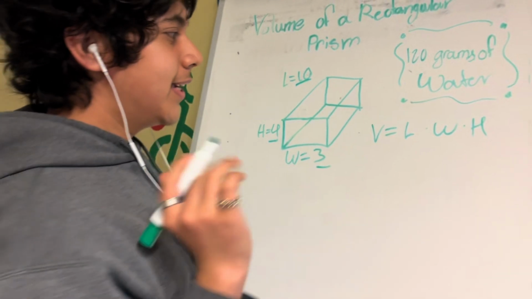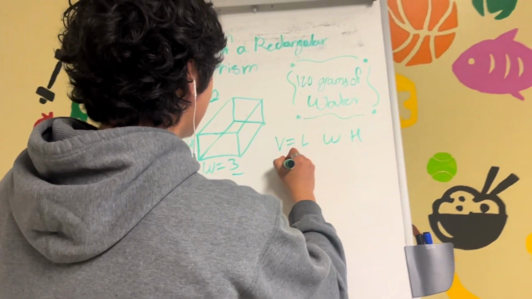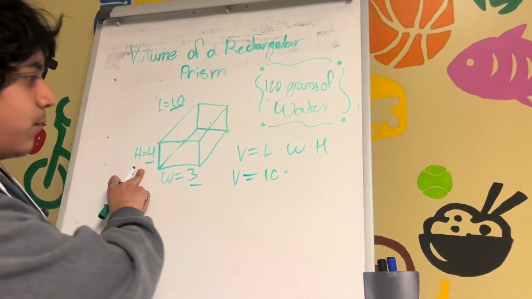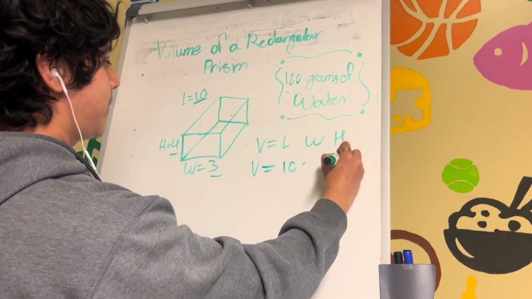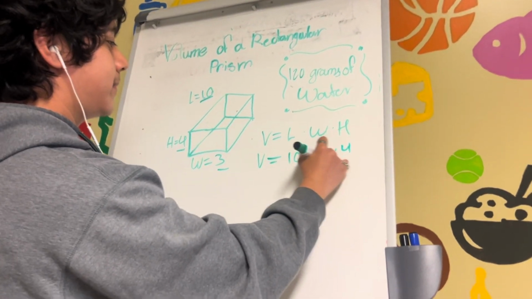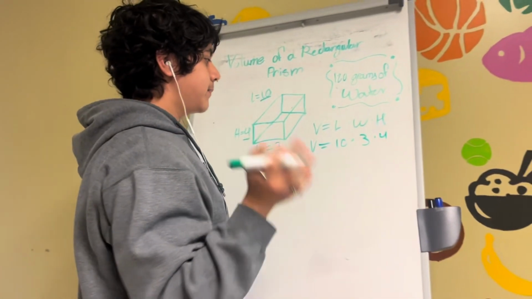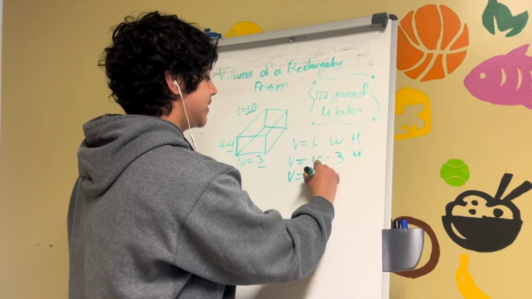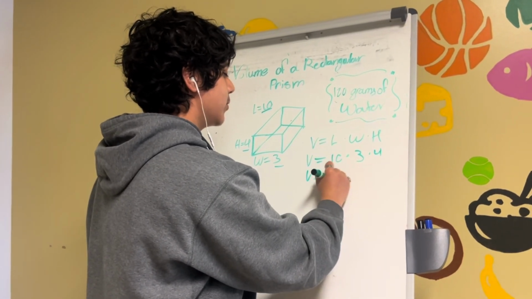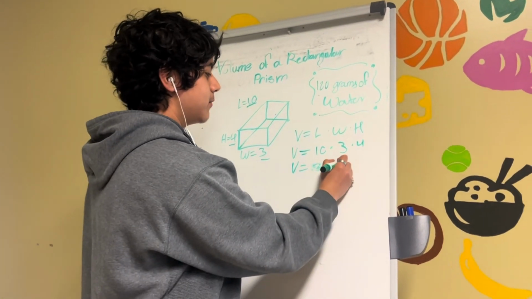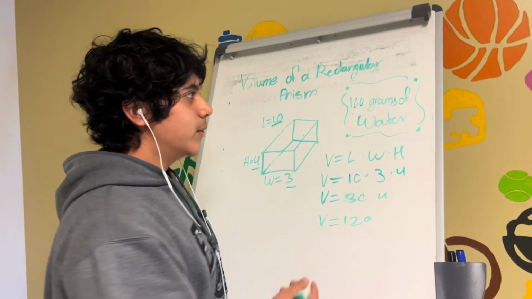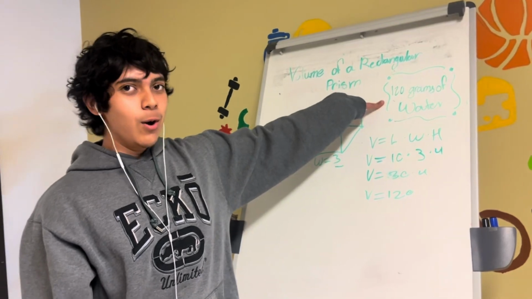So we're going to plug in each value. Volume equals 10 for the length, 4 for the height, and 3 for the width, and we're going to use that to solve. So 3 times 10 is 30, times 4. V equals 120, which is how many grams of water we need.